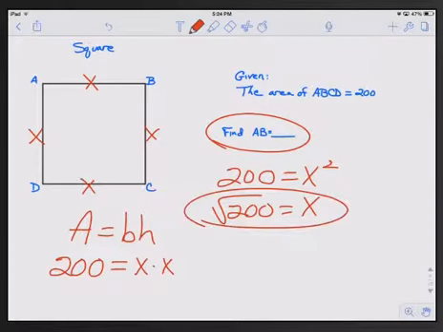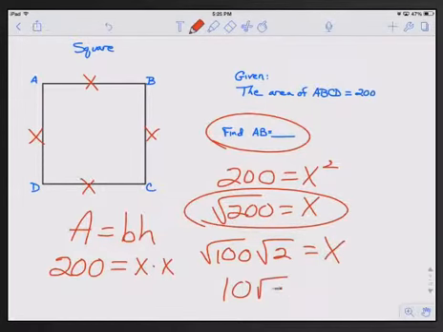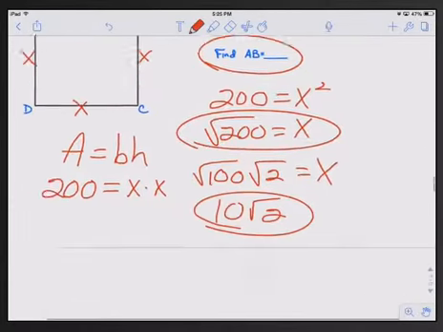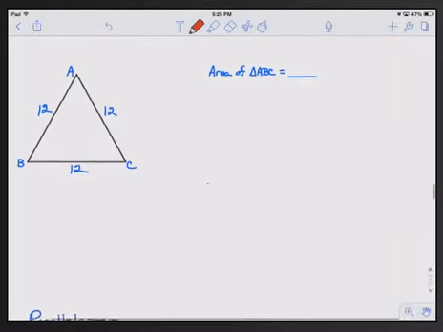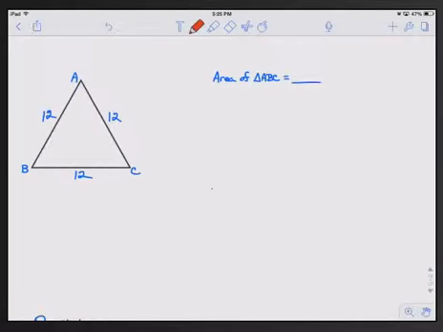which for the exam you can use an approximation and get 14 point something. But what I'd rather you do is write it in simplified radical form. 100 times 2 equals 200, so we write the square root of 200 as the square root of 100 times the square root of 2. Square root of 100 is equal to 10, so we get 10 times square root of 2 for that answer.